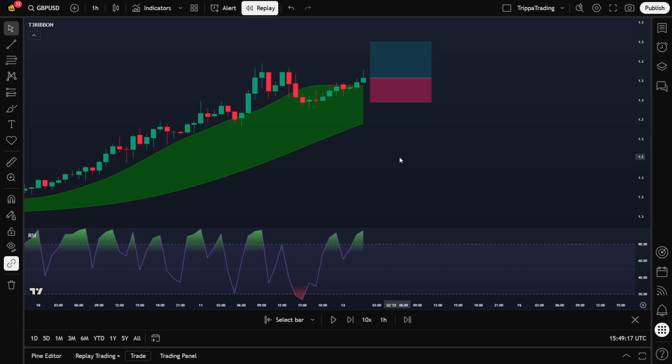Let's start with buy trade setups. So, when the ribbon is green, we know buyers are in control, and our job is to wait for price to pull back into that ribbon and then resume upward. We need two conditions to confirm that pullback.